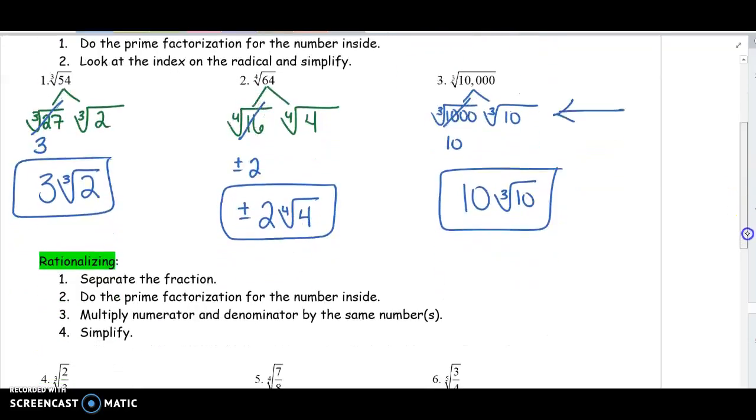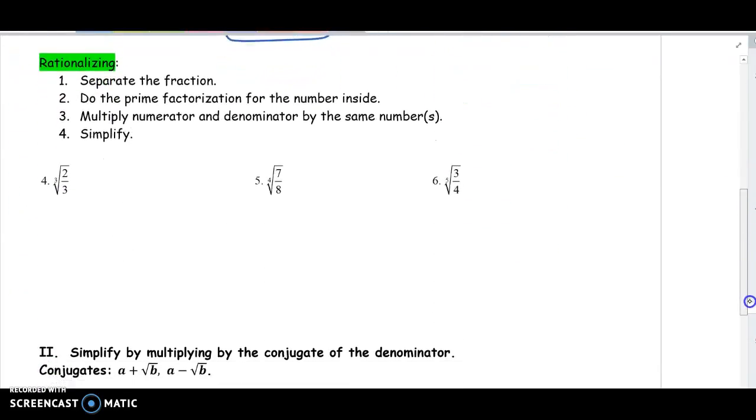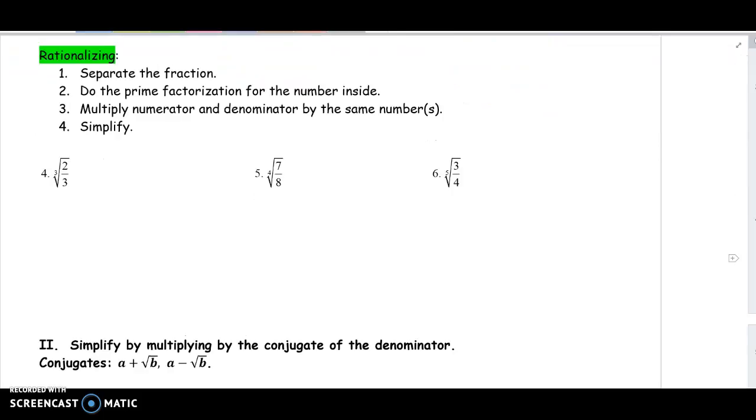The other thing we need to talk about with simplifying radicals is rationalizing the denominator. If you end up with something that has a radical on the bottom of a fraction, you can't leave your answer like that. It's bad. Radicals on the bottom are bad. So the third root of 2/3, if you end up with this as your answer, this is the third root of 2 over the third root of 3. We cannot have the third root of 3 on the bottom of a fraction.